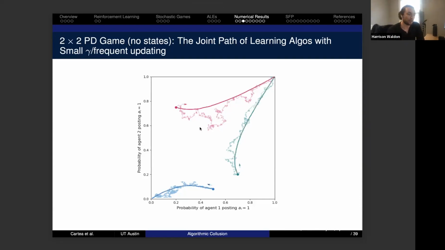The solid lines here represent trajectories of the learning algorithms with a small learning rate. So we started from the same position, just ran the algorithms with smaller learning rate. I think this was 10 to the -4, I think. So these are again trajectories of the algorithm itself.